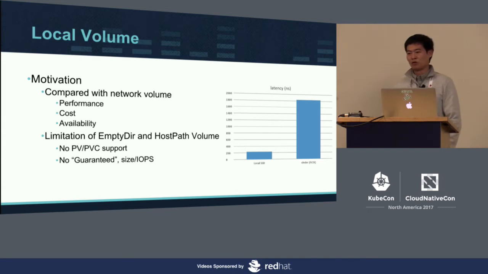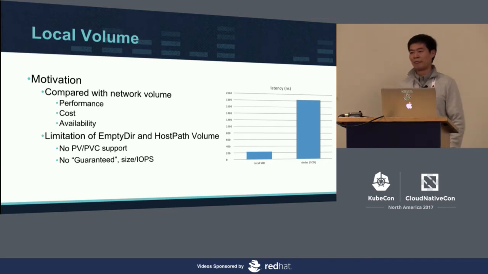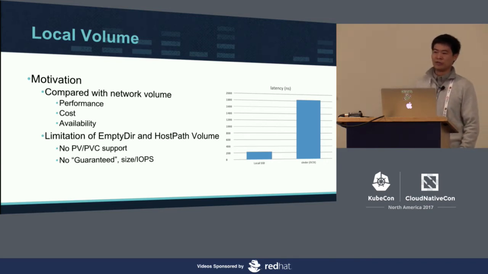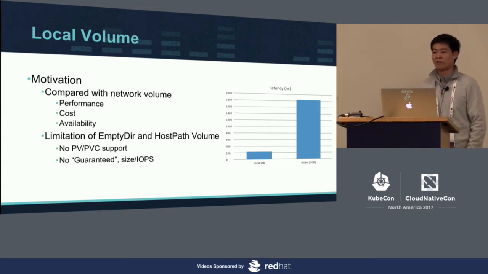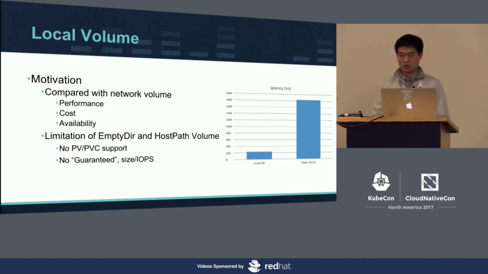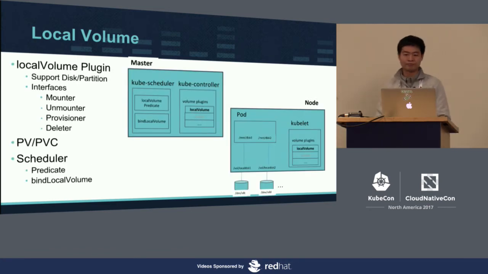Also, at that time, Kubernetes only provided emptyDir and hostPath as ways for a pod to access local disk. But these two volumes also have quite obvious limitations. First, they don't support PV and PVC. Second, they cannot guarantee their usage size or IOPS. For instance, if hostPath shares the same disk with the root FS, the pod may use all the disk space on the root disk. For this reason, we started to implement our own local volume.